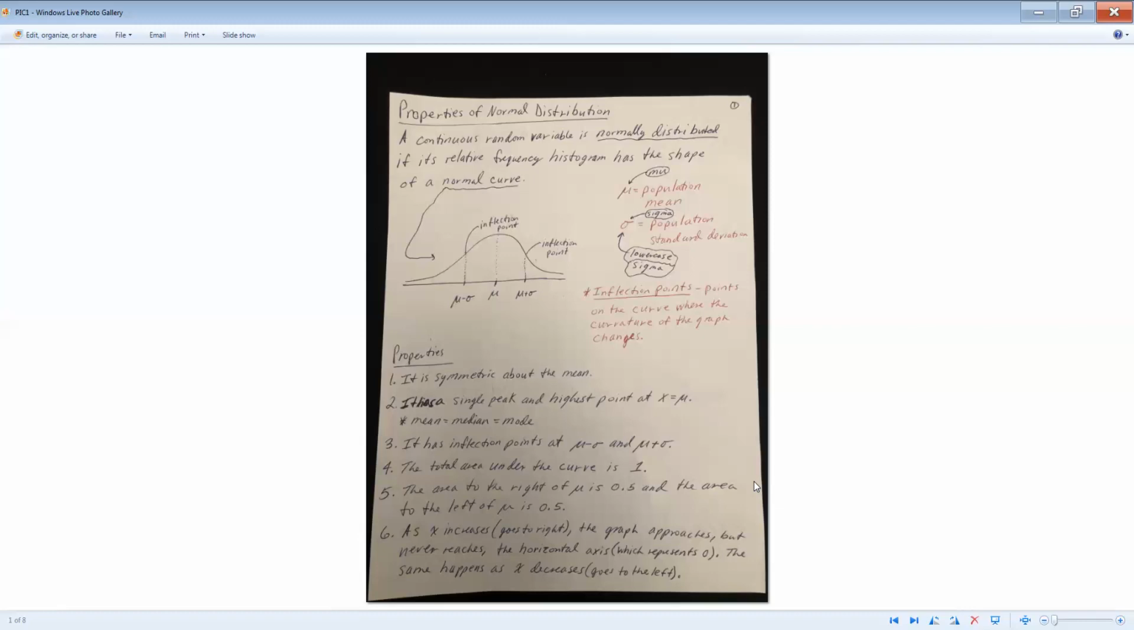Number 6, as x increases, or in other words, as you go to the right, the graph is going to approach the horizontal line, or in other words, approach 0, but never touches. And the same thing happens to the left. So that's why when I drew this rough sketch, there was a little opening here. Your graph will continue to make its way towards the horizontal line, but never touch.